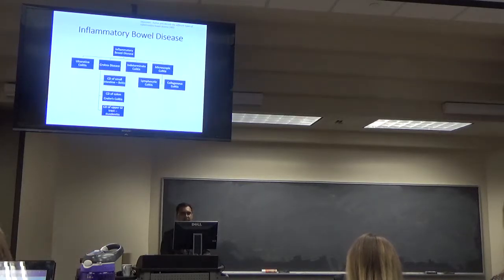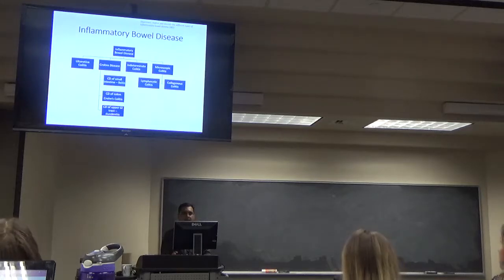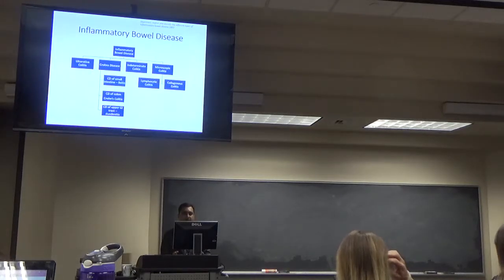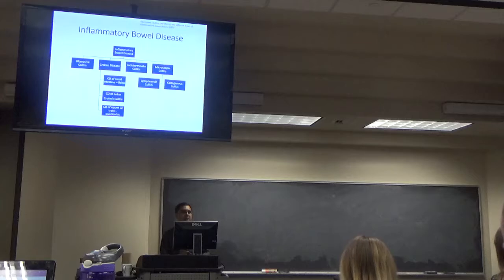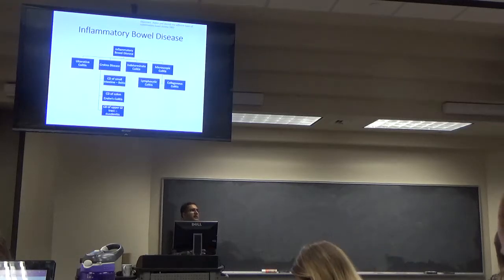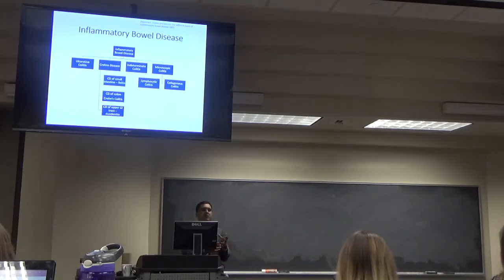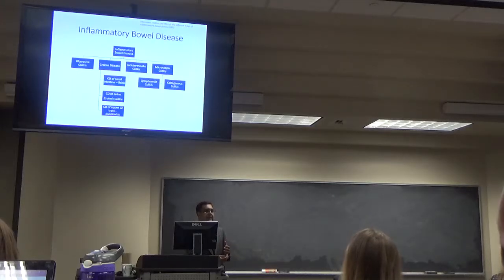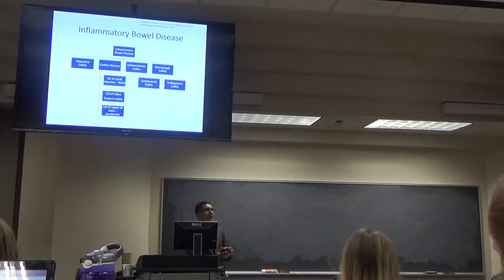As you can see on your left side, there's microscopic colitis. Actually, it's the right side. Microscopic colitis, which is further divided into lymphocytic and collagenous. As the name implies, it's a microscopic inflammation. So if you have a patient, typically it's a 50 or 60-year-old female presenting with watery diarrhea. That's a very typical presentation of microscopic colitis.